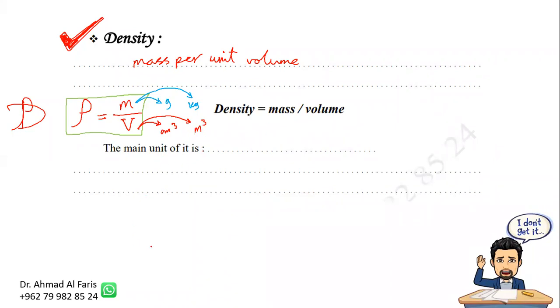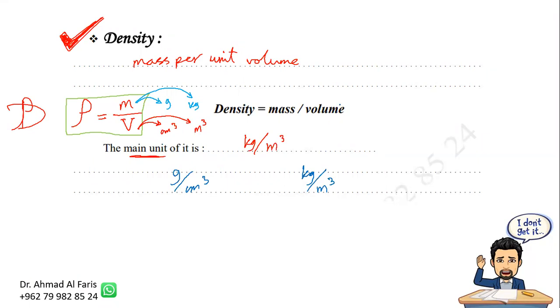So that leads us to two units for density. The main unit of density is kilogram per cubic meter. But we have another unit, which is gram per centimeter cube. Now, who can tell me which unit is bigger? Is gram per centimeter cube bigger or kilogram per cubic meter bigger? Some said kilograms, some said same.